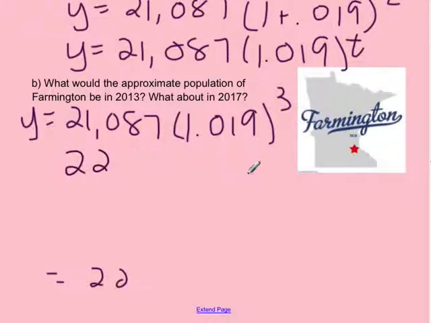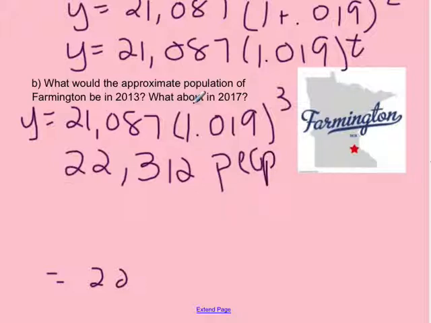When you do that, you end up getting 22,312 people. Now, that's for 2013. What I want you to do is go ahead and plug in 2017 yourself. See how many you get. Your t is going to be 7, and you're going to need to plug in an exponent of 7.